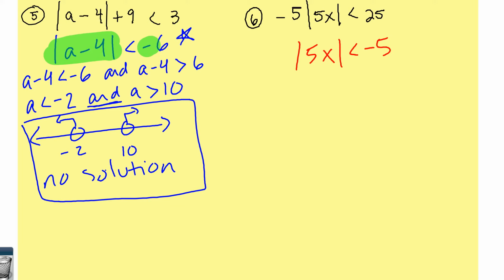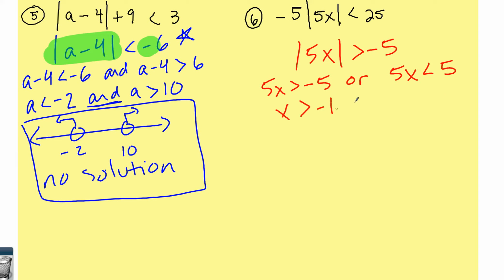What did I not do? Oh, I didn't flip my less than sign. You got to watch out for things like that. So, it's now greater than negative 5. That is doable. That is 5x is greater than negative 5, or 5x is less than positive 5. So, x is bigger than negative 1, or x is smaller than 1.